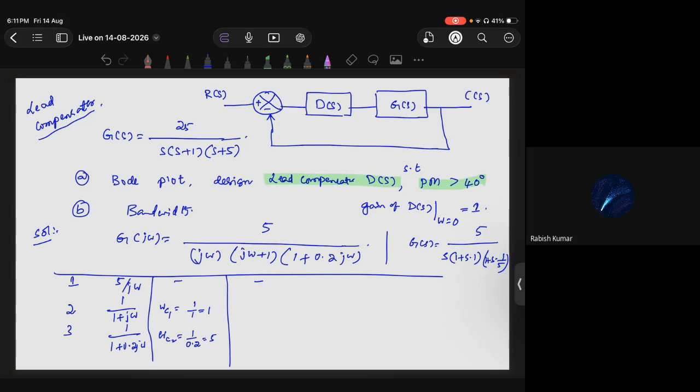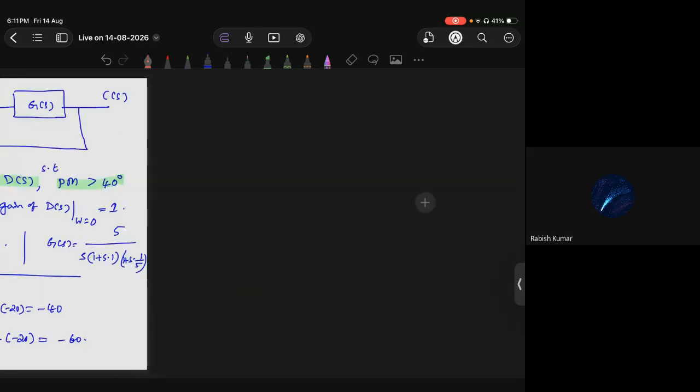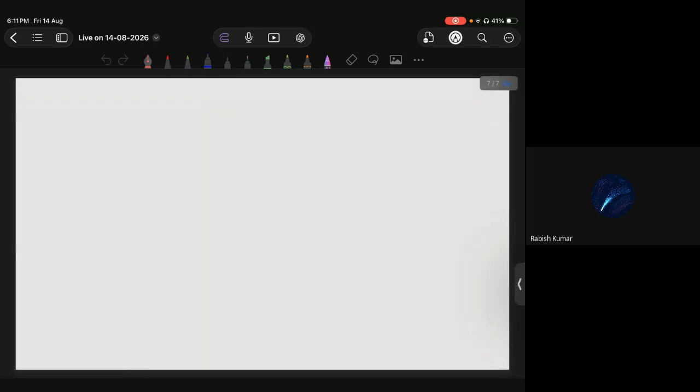Then the slope changes: minus 20, minus 20, minus 20. Each one introduces a minus 20 slope. Here for the first one there is no change. For the next one, minus 20 plus minus 20 equals minus 40. Then minus 40 plus minus 20 equals minus 60. Okay, that is the slope change. So now what is our next step? The next step is to draw the Bode plot directly. Okay, so let me draw that.